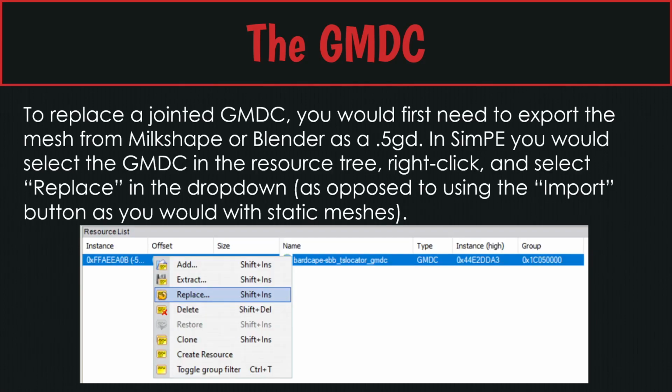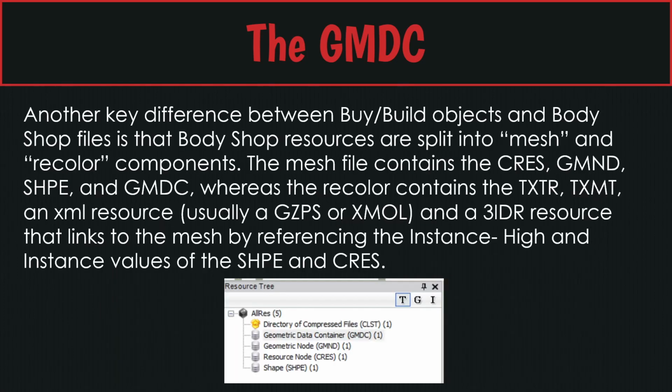To replace a jointed GMDC, you would first need to export the mesh into Milkshape and Blender as a 5GD. Then in SimPE, to replace the GMDC in the resource tree, you right-click and then you select Replace from the dropdown. So it's a little bit different from static objects where you just import the object. Another key difference between build objects and body shop files is that the body shop resources are split into mesh and recolor components.